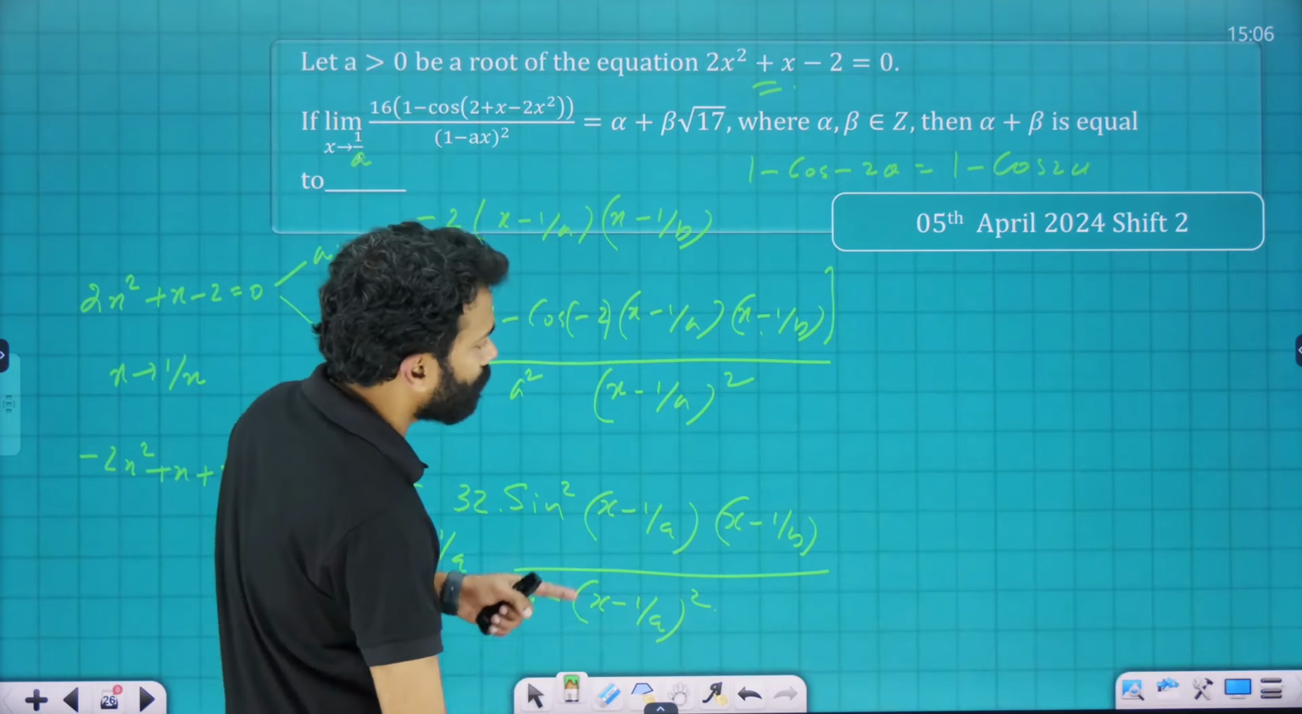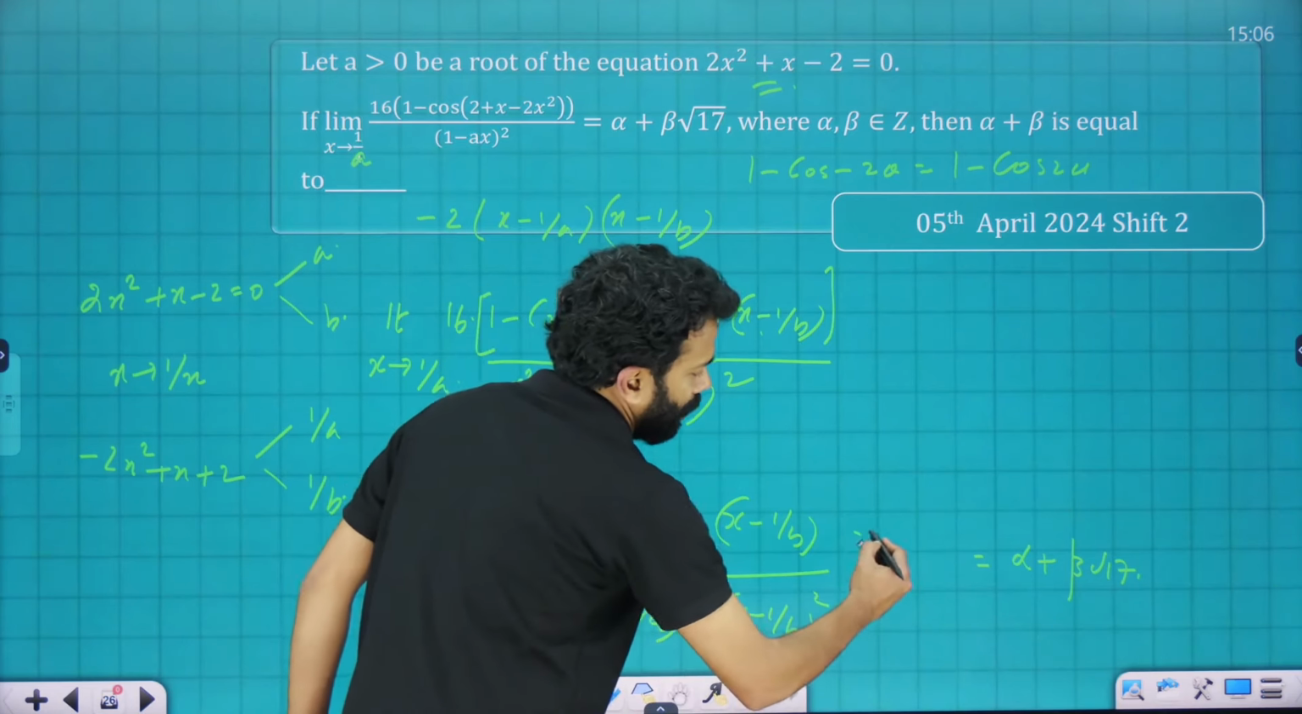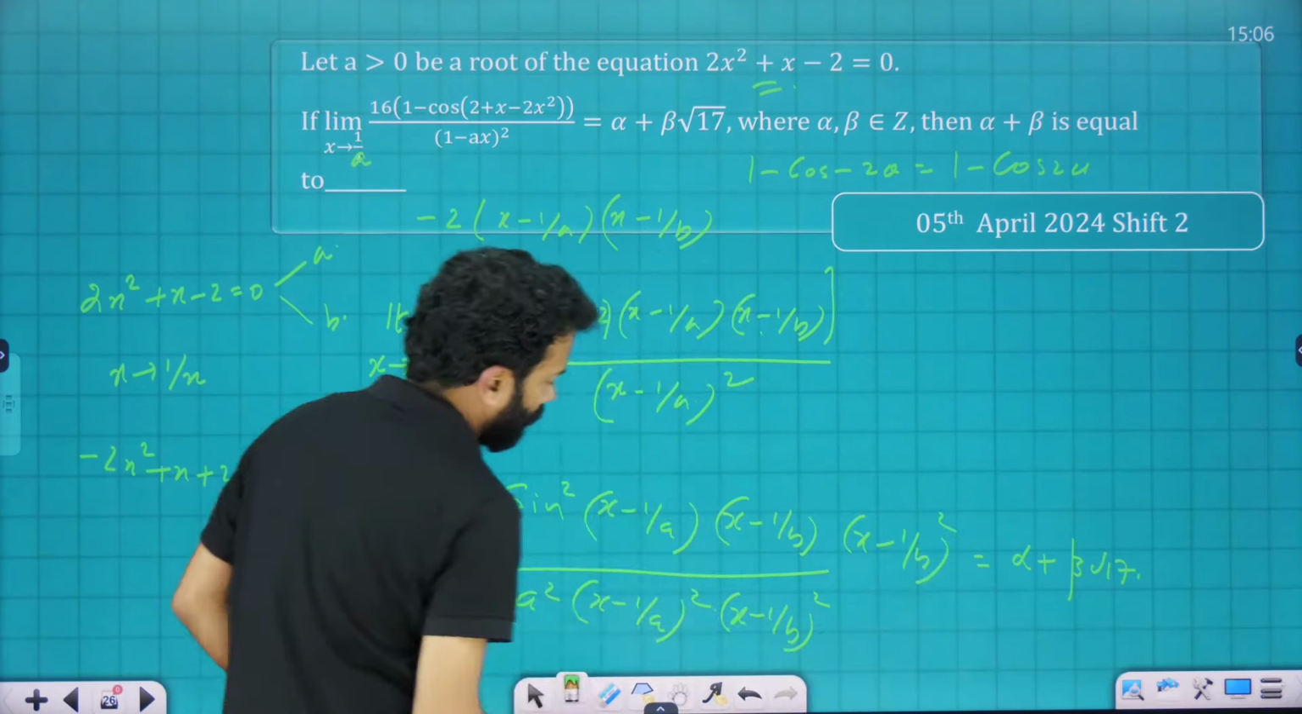Okay, so its value is alpha plus beta root 17. So what should be here to balance this? We should assign x minus 1 by b the whole square here as well and here as well. Okay, so this will be limit x tends to 1 by a. This all will get reduced to 1. So the remaining terms will be 32 by a square into 1 by a minus 1 by b the whole square. Okay, I hope you are getting the idea here.